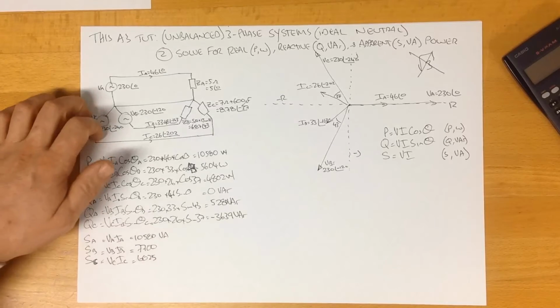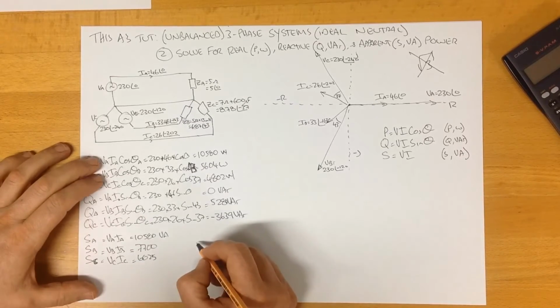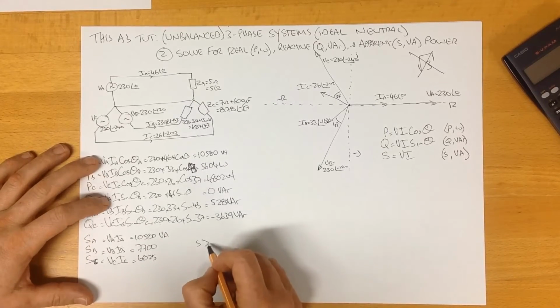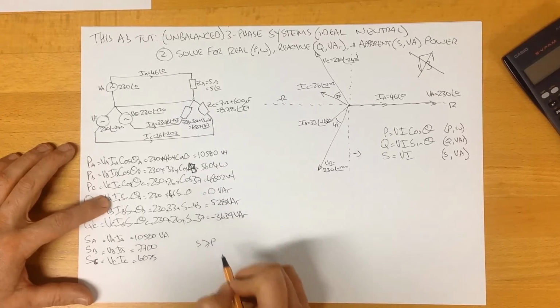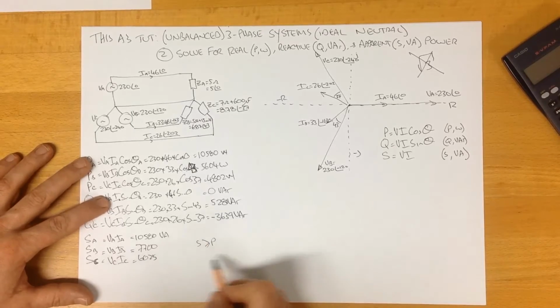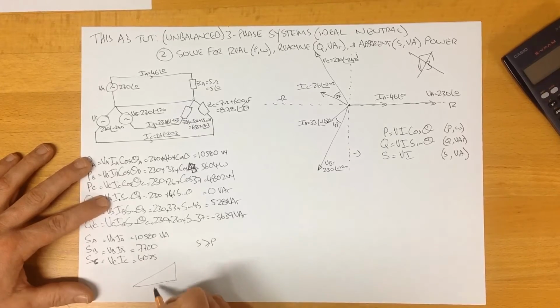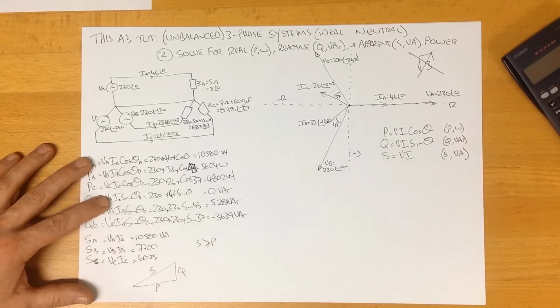6,025. Now, a quick check to see if you've made a simple mistake is that your S value should always be larger than or equal to your P value. The only time it's going to be equal to P is if Q is 0, because this is a power factor triangle. We know what these look like. Here is our real power, here is our reactive power, here is our apparent power. S is always going to be greater than P, or at least equal to it, and the only way S is equal to P is if Q is 0.